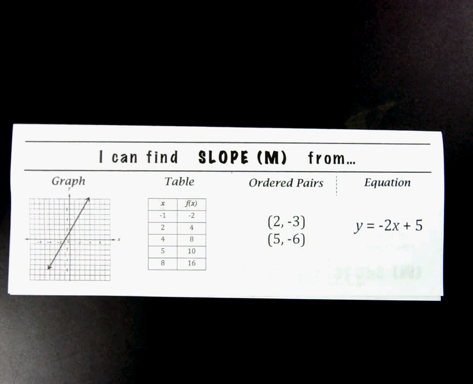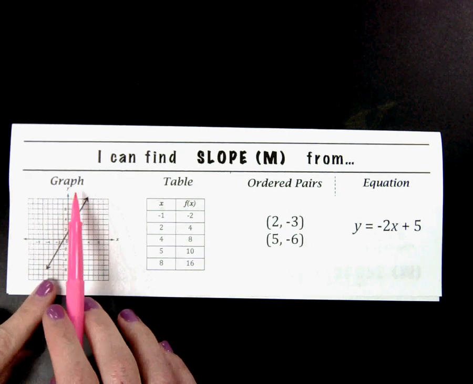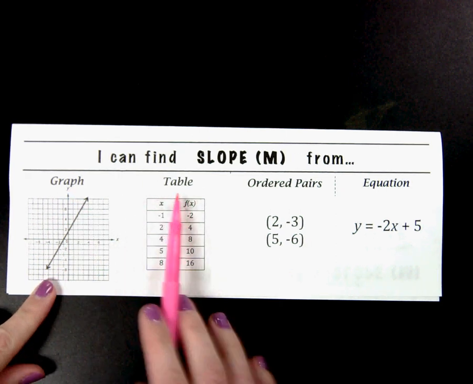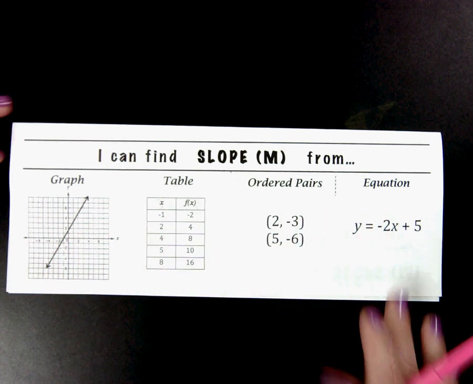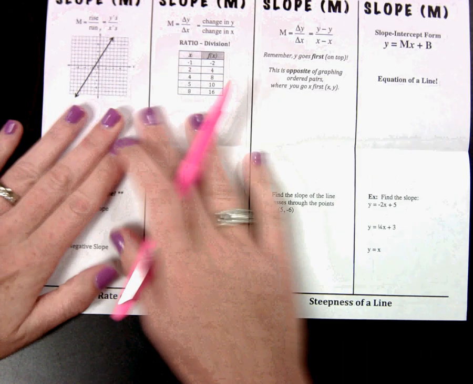In this lesson, we're going to look at how to find slope, and we're going to look at how to find slope from a graph, a table, from ordered pairs, and an equation, because you could have to find slope from any of those particular things.